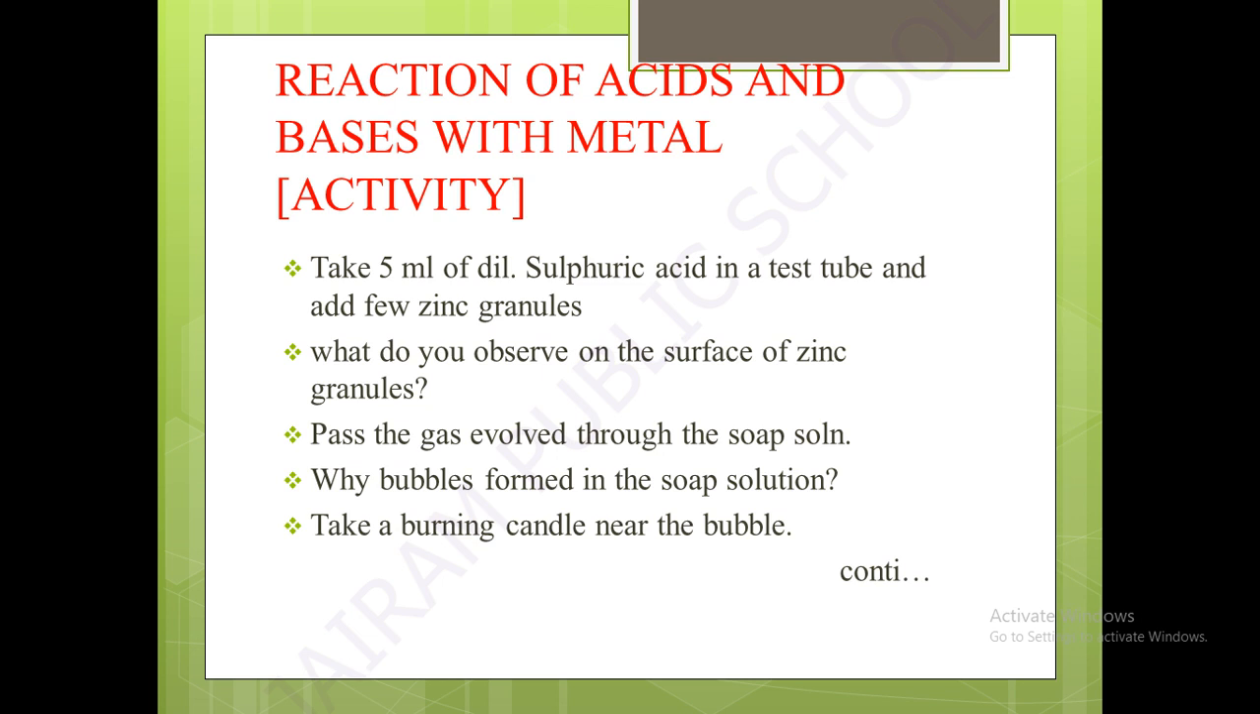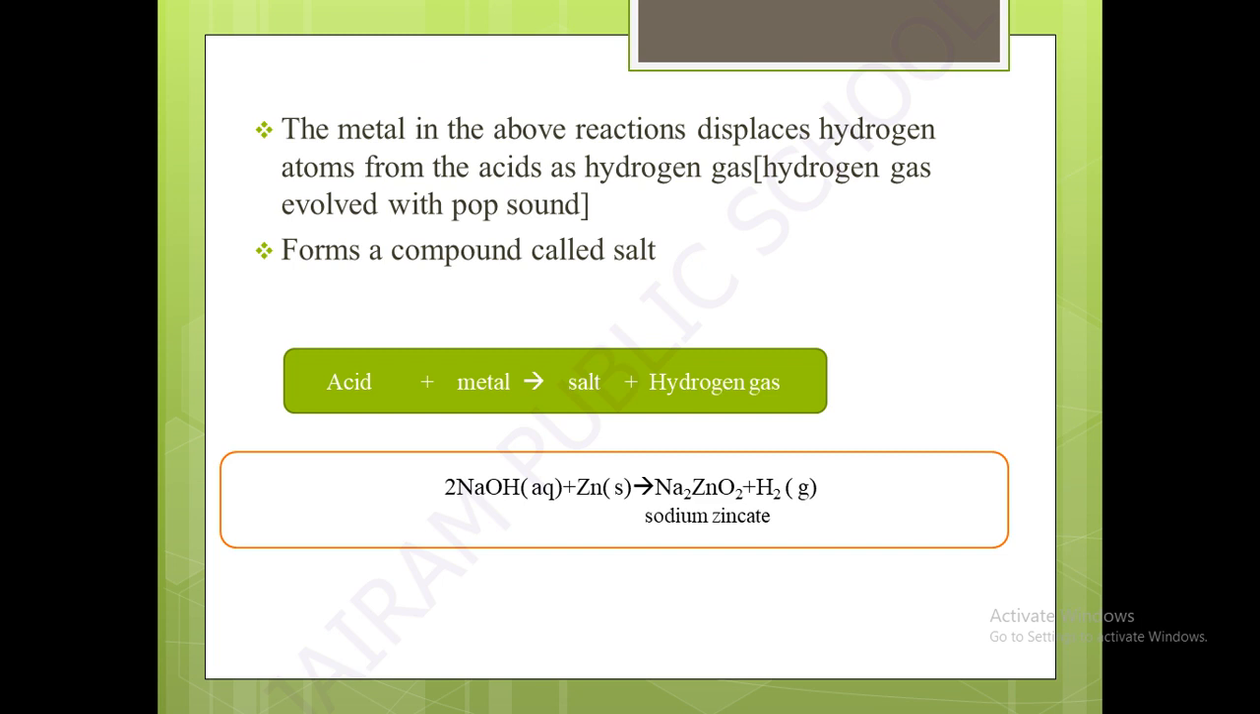In that soap solution, when the gas evolved passes through, bubbles will come out, and those bubbles are due to the evolution of hydrogen gas. If we bring a burning candle near the bubble, the bubble will burst with a pop sound. This is also the test for hydrogen, and here hydrogen gas is evolved. So the reaction between an acid and a metal gives salt plus hydrogen gas.